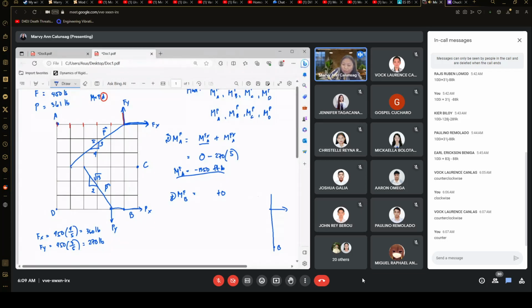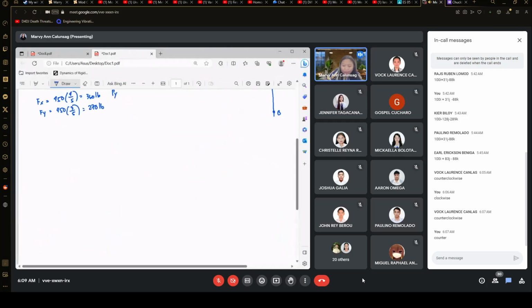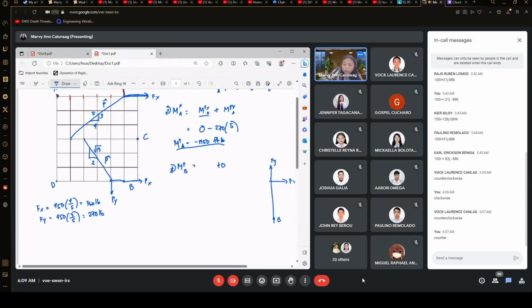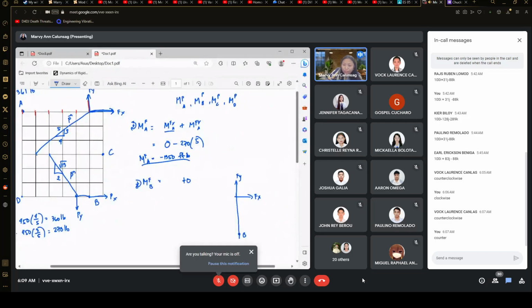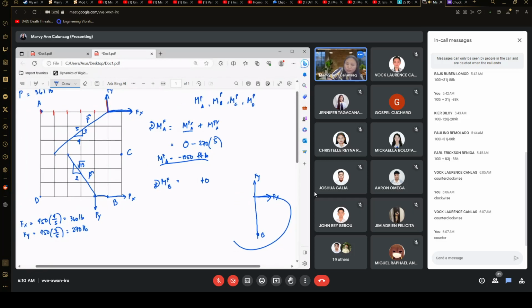How about Fx about B? Fy is zero, good. Now for Fx, it rotates about B. What is its rotation? Clockwise. So, positive. The value of Fx is 450, so positive 450 times the moment arm. Let us count: 1, 2, 3, 4, 5, 6. It is 6.